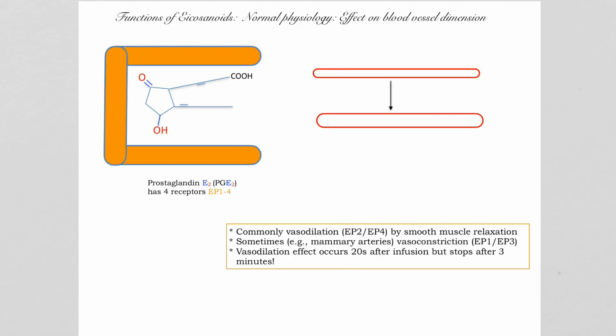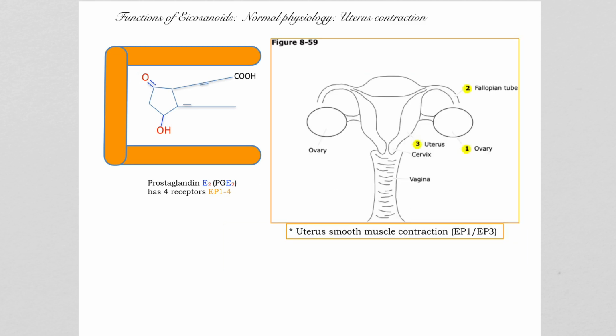So in blood vessels, smooth muscles of blood vessels, the most common effect that we see for E2 is muscle relaxation, and that leads to vasodilation. But in other muscles, such as, let's say, the uterus smooth muscle, the effect is opposite. There is a muscle contraction, causes the uterus to contract, and that occurs when the prostaglandin binds these receptors, EP1, EP3, in the uterus.